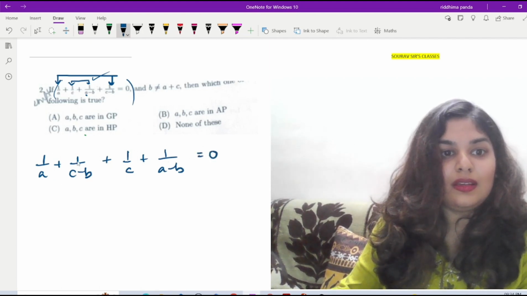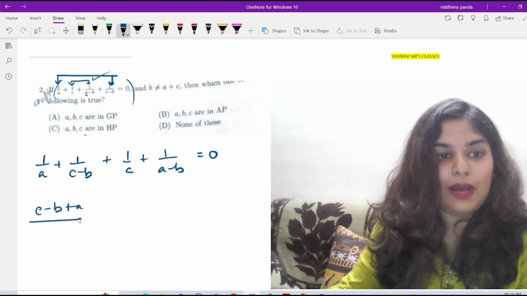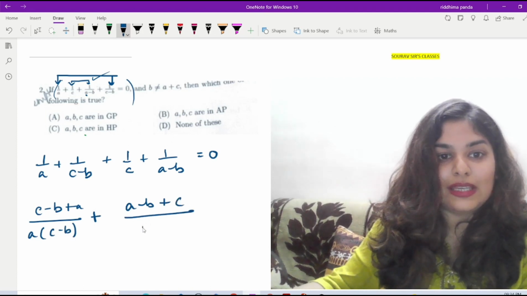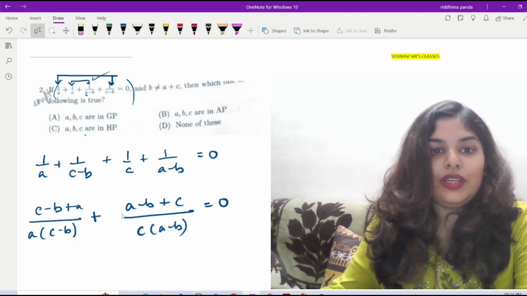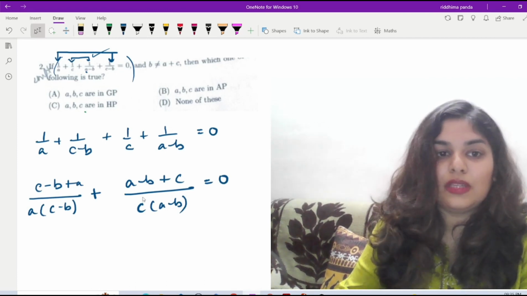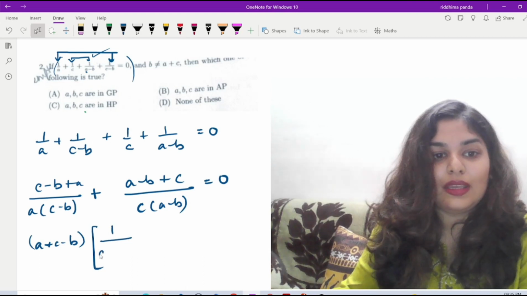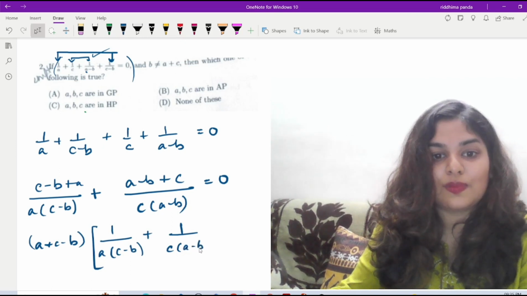Now let us simplify this part by part. Let's take the LCM of the first two. We will get C minus B plus A by A into C minus B, plus A minus B plus C divided by C into A minus B. This is equal to 0. Now if we look at the numerator, we have A plus C minus B in both. So we can take it as common, A plus C minus B, and we have 1 by A into C minus B plus 1 by C into A minus B is equal to 0.